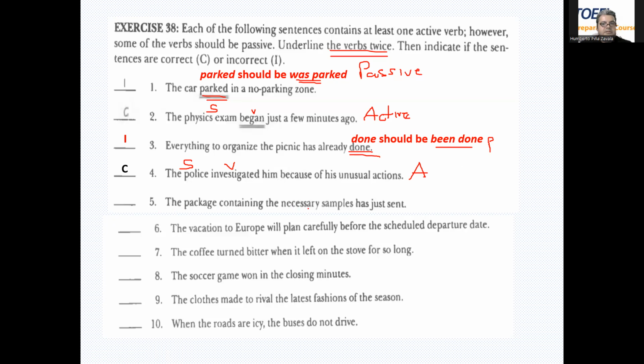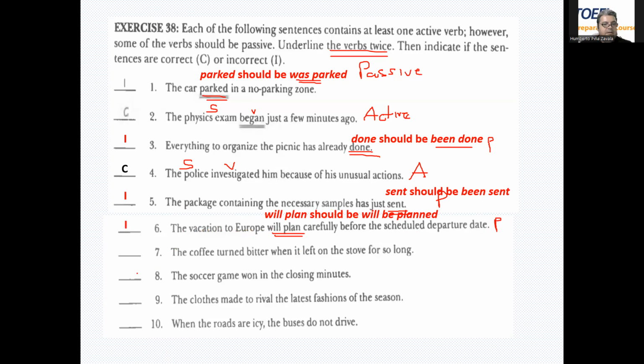The package containing the necessary samples has just sent. Okay, so the package doesn't send itself, so this should be in passive voice. It should be has just been sent. So it's incorrect. The vacation to Europe will plan carefully before the scheduled departure date. The vacation doesn't plan itself. You need somebody to plan the vacation. So here it should be passive voice, and it should be will be planned.